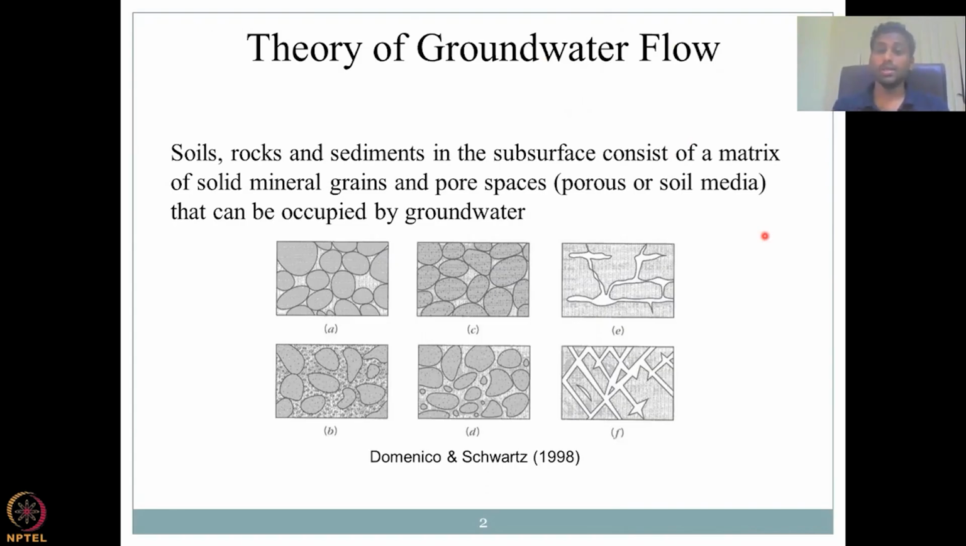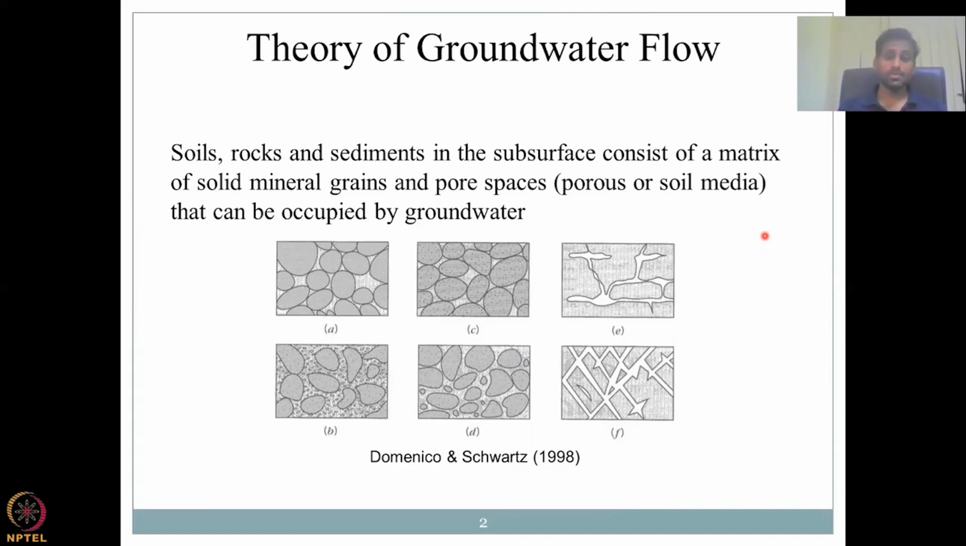So let's start with theory of groundwater flow. Soils, rocks, and sediments in the subsurface consist of a matrix of solid minerals, grains, and pore spaces. So when we look at groundwater movement, I have a figure in a couple of slides. It is not only the deepest part or the shallow part or the upper surface. Groundwater can occur anywhere depending on is it saturated, is it moving or not.